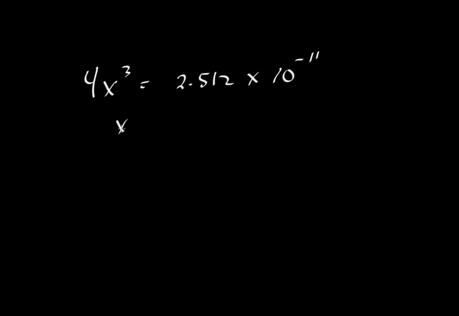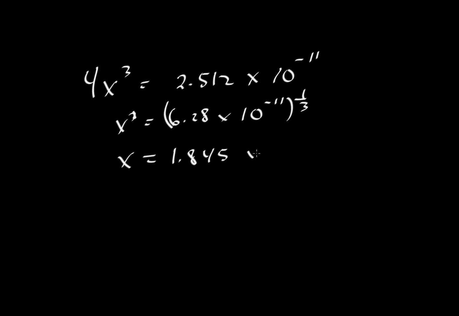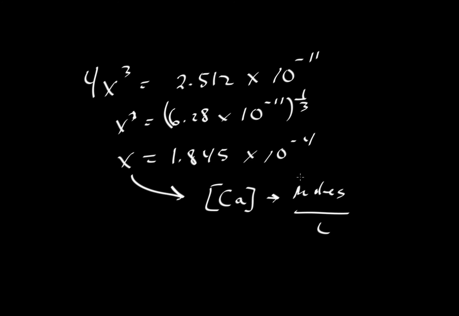We can say then that X cubed is equal to 6.28 times 10 to the minus 12, and to get rid of the cube, we can raise this to the 1/3 power, and so we get X is equal to about 1.845 times 10 to the minus 4. Now remember, X was defined as the concentration of calcium in units of moles per liter. So now this leads us directly to the concentration of calcium.